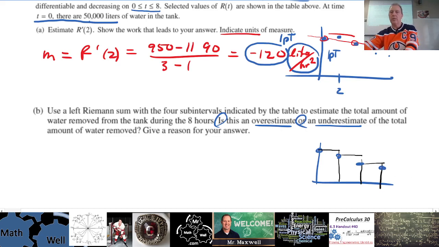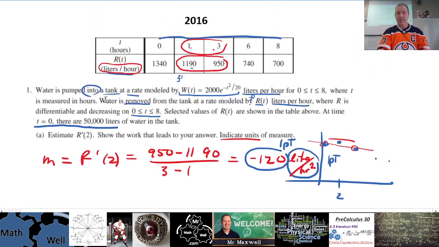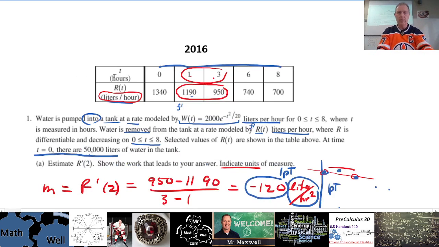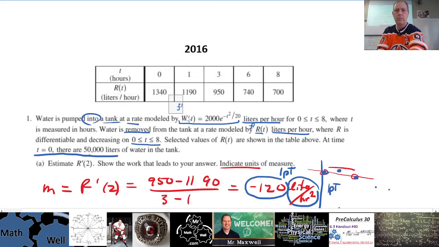It's an overestimate, right? Because it looks like we have excess that we are counting. So it's going to be an overestimate. So if you figure that out right away, just circle it and remember to write that as part of your answer. So I'll get the table, maybe that table here too. You guys can go ahead and start working on that.